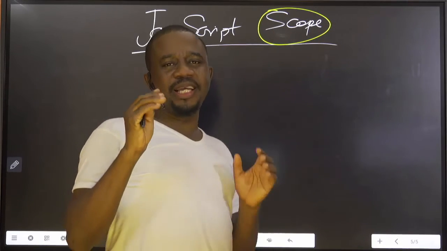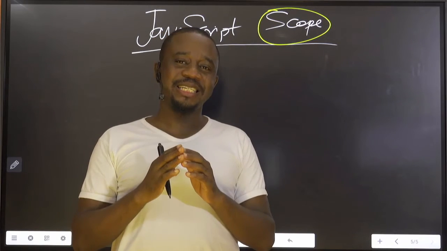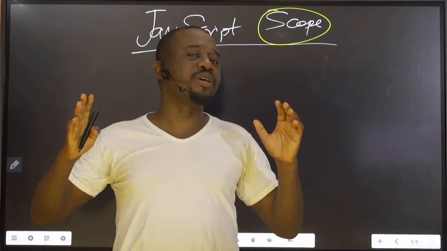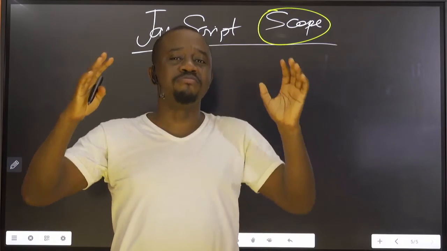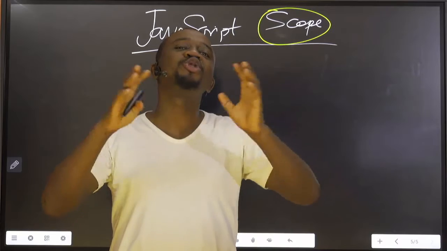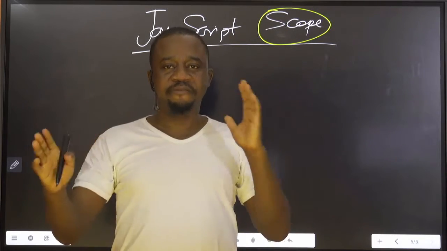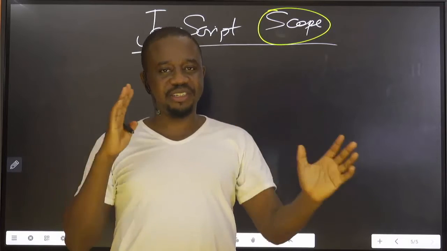Scope is meant to define boundary, the extent at which you can operate, the room where you can operate, the space given to you to do whatever you want to do, defining the extent, the boundaries.